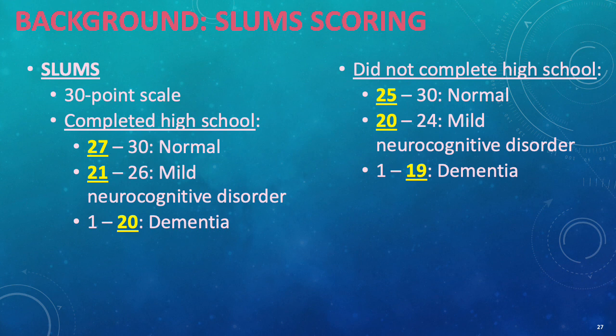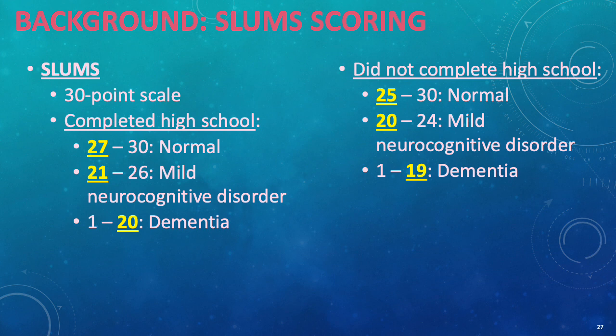Scores between 21 to 26 indicate some type of a mild neurocognitive disorder, and then anything 20 and lower would indicate some type of dementia. When a patient does not complete high school, then they can score as low as 25 and still be considered having a normal cognitive function. And then scores of 20 to 24 are considered mild neurocognitive disorder, and then 1 through 19 would be considered dementia.